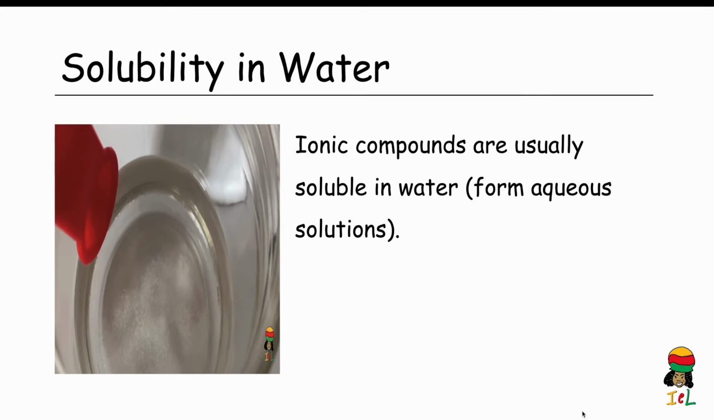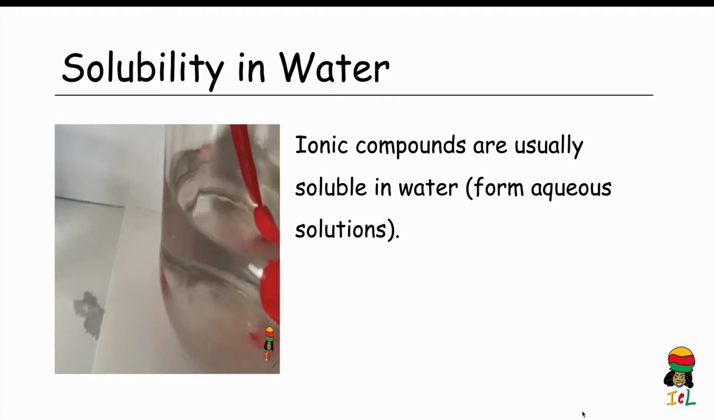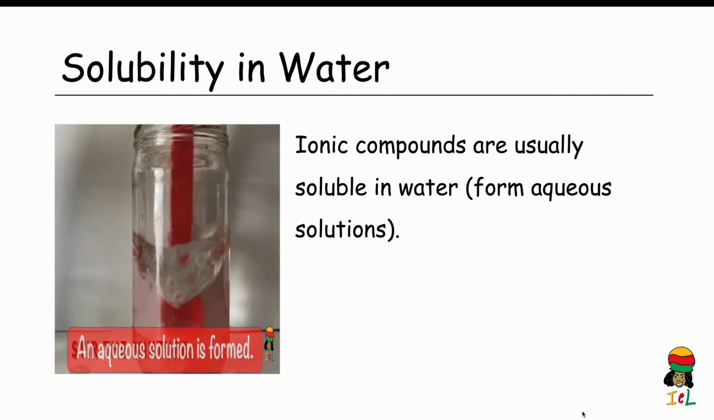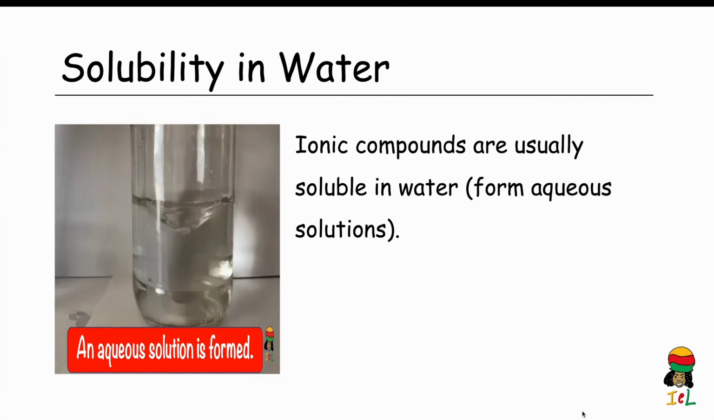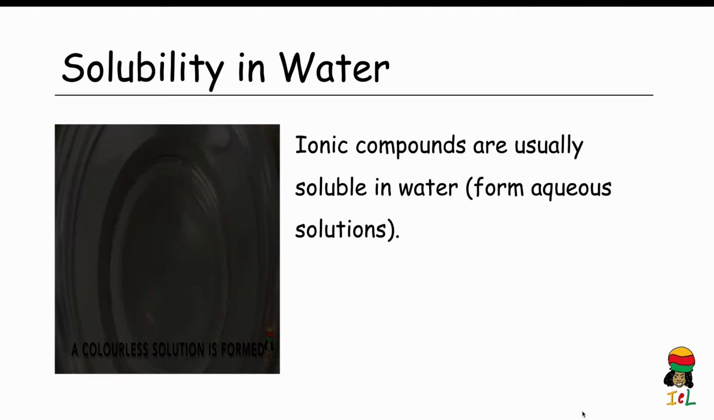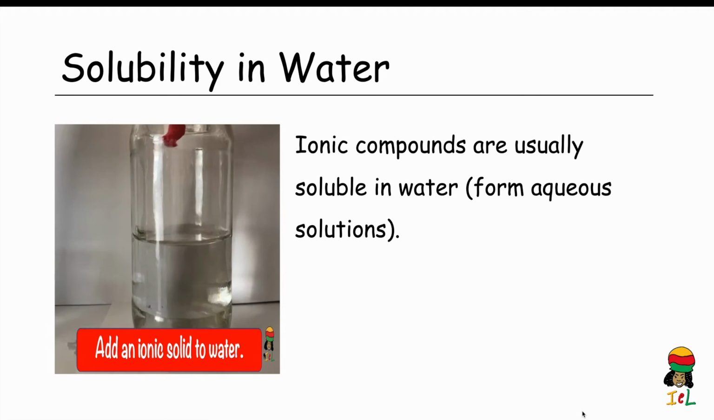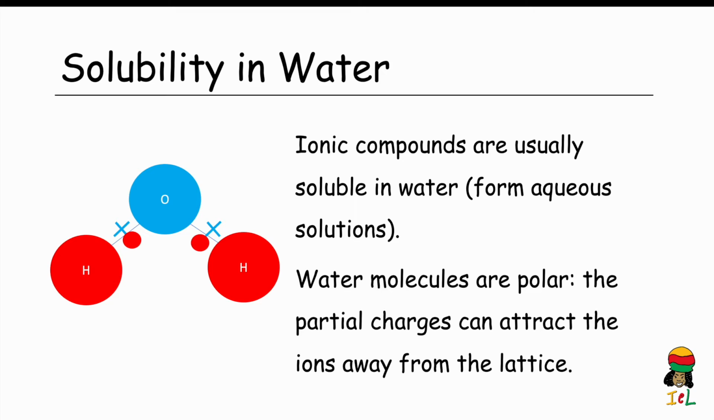Ionic compounds are typically soluble in water. They dissolve in water to form aqueous solutions. Ionic compounds dissolve in water because water molecules are polar. As shown in the diagram, a water molecule has two hydrogen atoms, represented by the red circles with H for hydrogen, covalently bonded to one oxygen atom, O for oxygen.